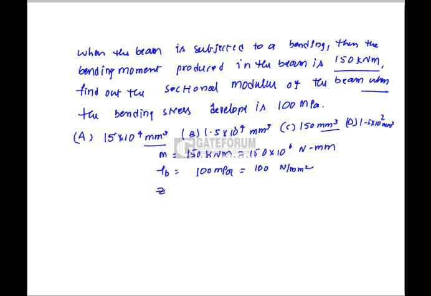So the sectional modulus Z is M by fb, we know, 150 into 10 to the power of 6 divided by 100, that is equal to 15 into 10 to the power of 5 millimeter cube. Sorry, this option is 15 into 10 to the power of 5. So option A is correct.